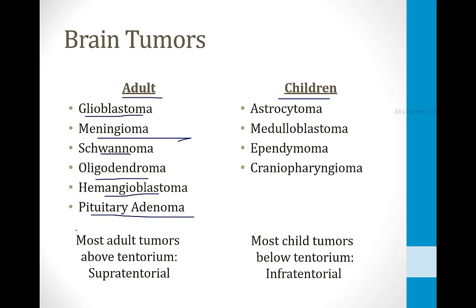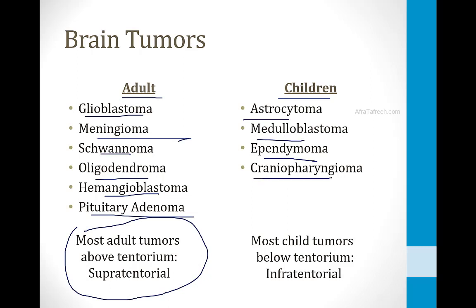And most adult tumors occur above the tentorium. They are called supratentorial. In children, the astrocytoma is the most common tumor. Other less common tumors are the medulloblastoma, the ependymoma, and the craniopharyngioma. And most of the tumors in children occur below the tentorium. They are called infratentorial. Most of them actually occur in the posterior fossa near the cerebellum.